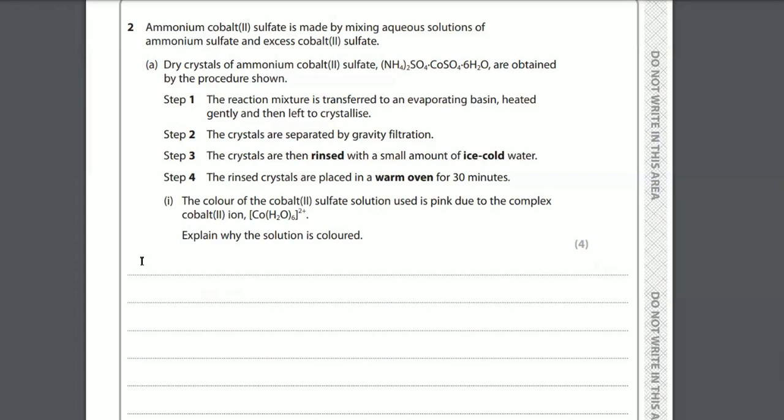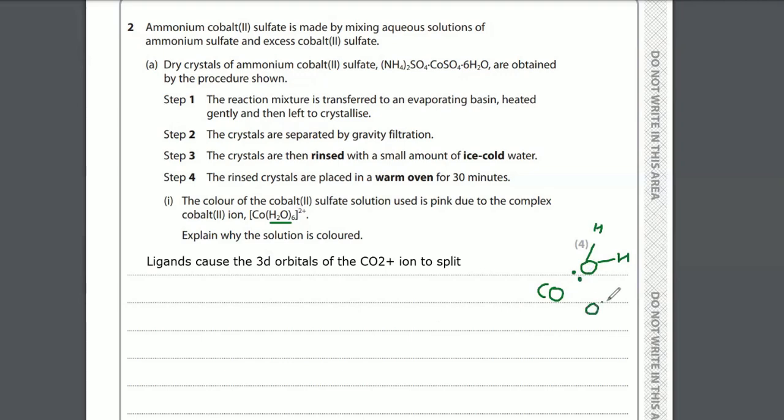So with this cobalt 2 sulfate solution, we've got this complex cobalt 2 ion, Co(H2O)6 2+. Remember, what are those water molecules, the H2Os? They're known as ligands. They can donate their lone pair of electrons on the oxygen atom to the cobalt 2+ ions. Now what happens is the ligands have this little lone pair of electrons, and there is an electrostatic repulsion between the lone pair of electrons on the ligands and the electrons in the 3d orbitals in cobalt.